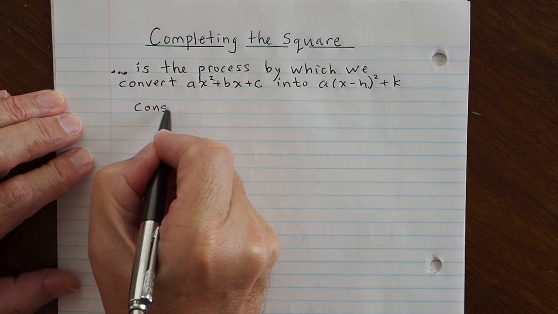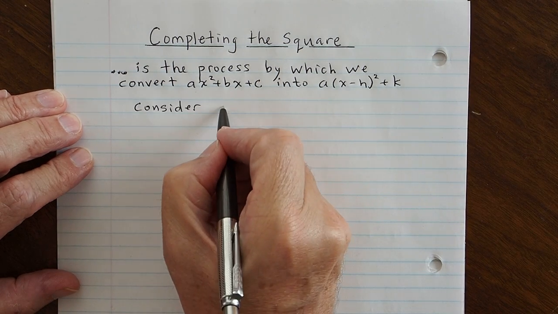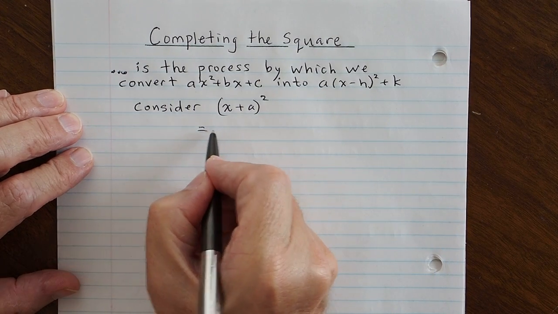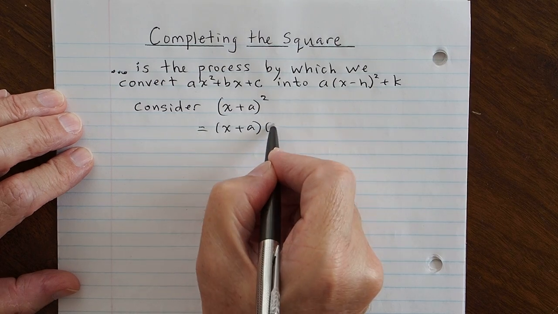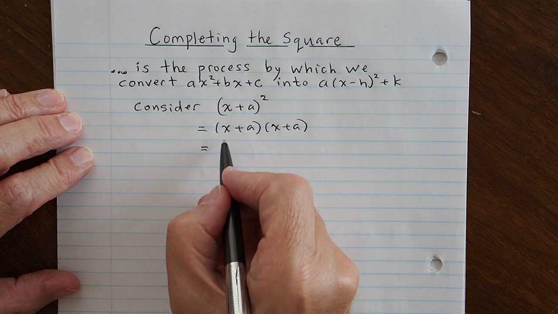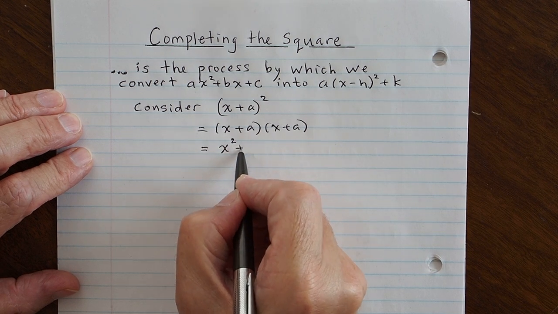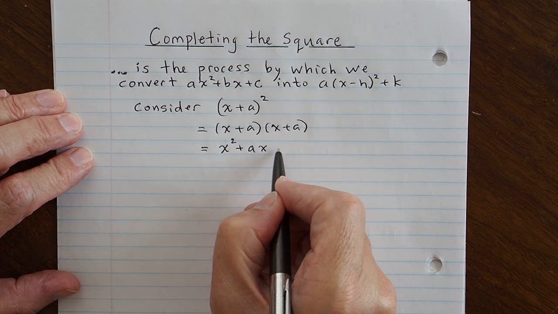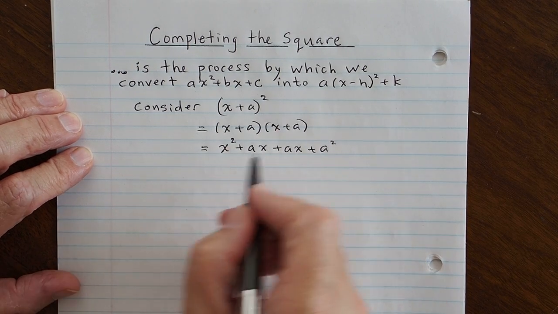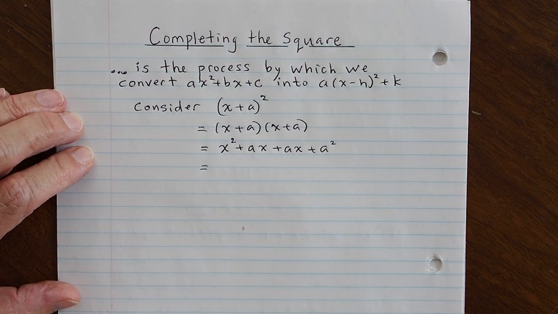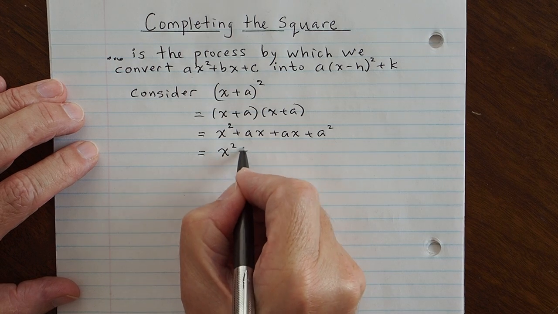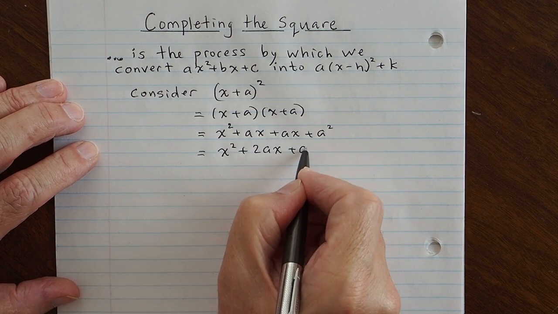Consider (x plus a) squared. That would be (x plus a) times (x plus a), and when we FOIL that out, we get first term times first term, outer terms, inner terms, and last terms. The middle two terms are like terms, so they can be added together. So that would give us x squared plus 2 copies of ax plus a squared.